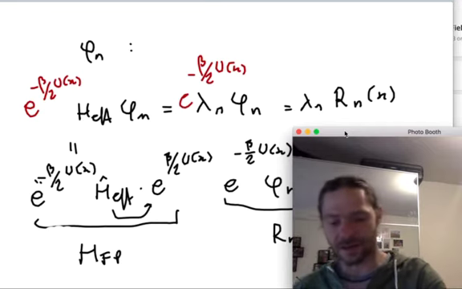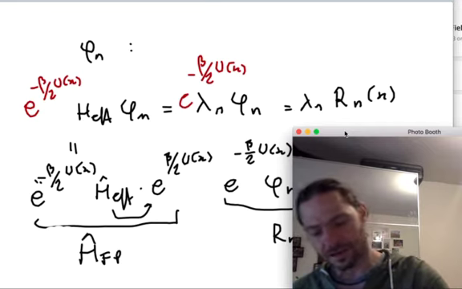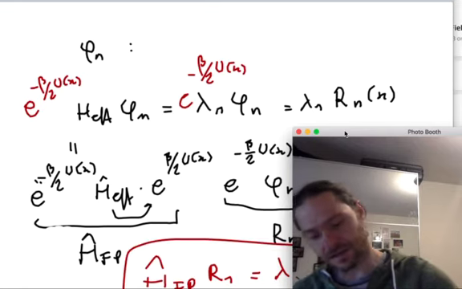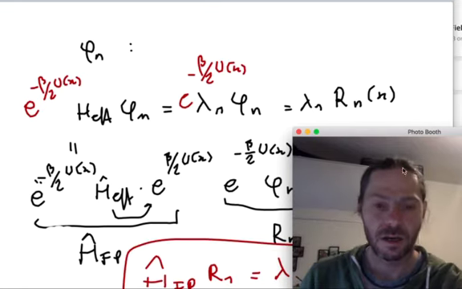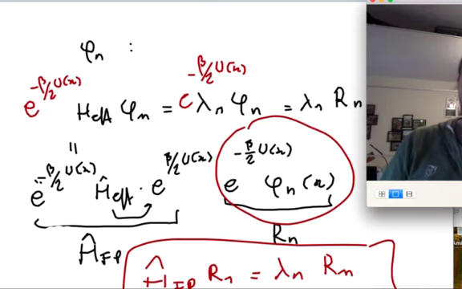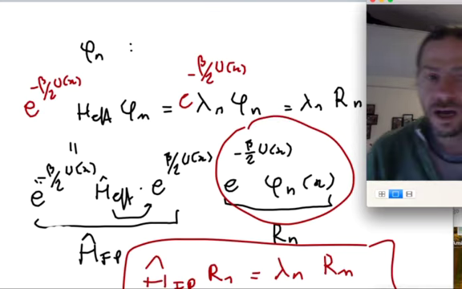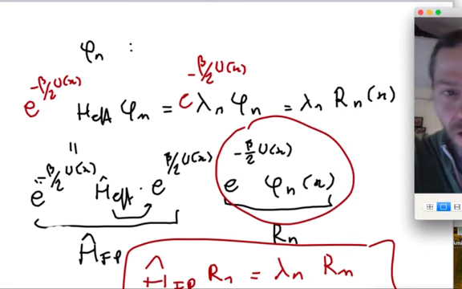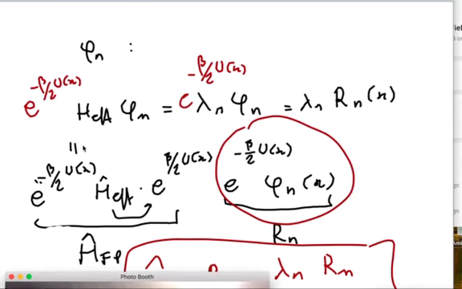So at the end of the day, what you show is that the Fokker-Planck operator acting on R n is equal to lambda n R n, which means that you have found the spectrum of the Fokker-Planck operator, discovering that the eigenstates are trivially related by a non-unitary transformation, and the eigenvalues are in fact the same. Okay, I think that should answer your question, hopefully. Let me know if that's convincing.